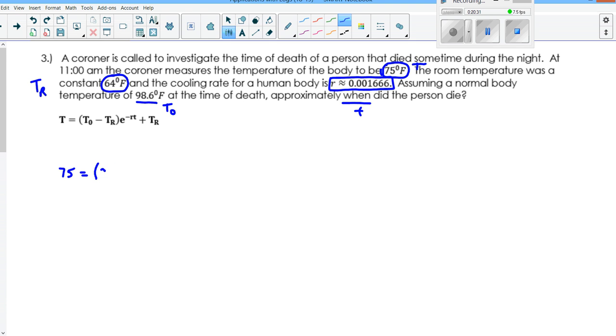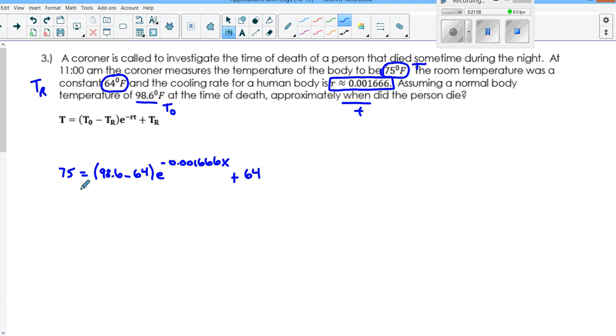My original is assuming a normal body temperature, so 98.6, minus the room temperature, which is 64, times E. Don't forget your negative here, so negative 0.0016666, and then times my time that I don't know, and then plus the room temperature, which was 64, chilly room temperature. Okay, same steps that I did before.